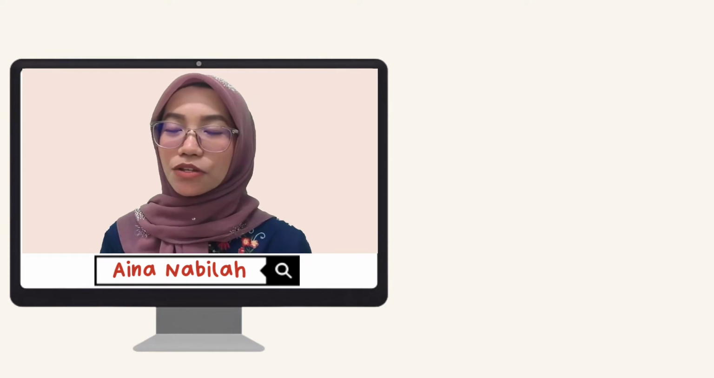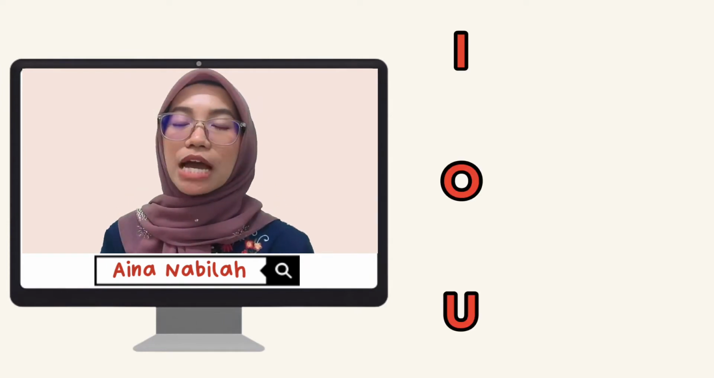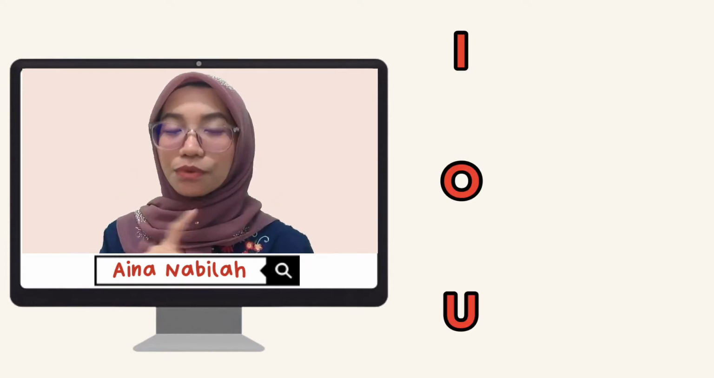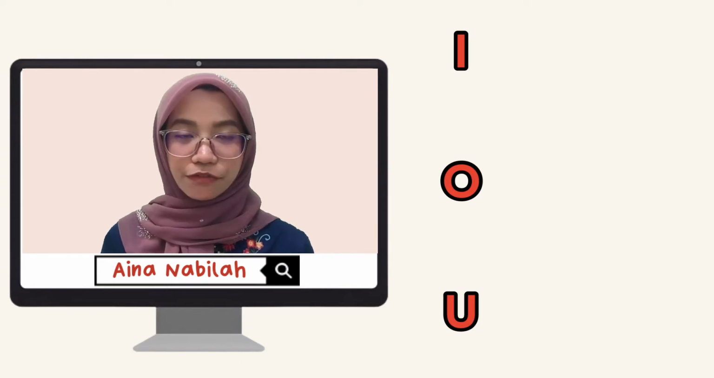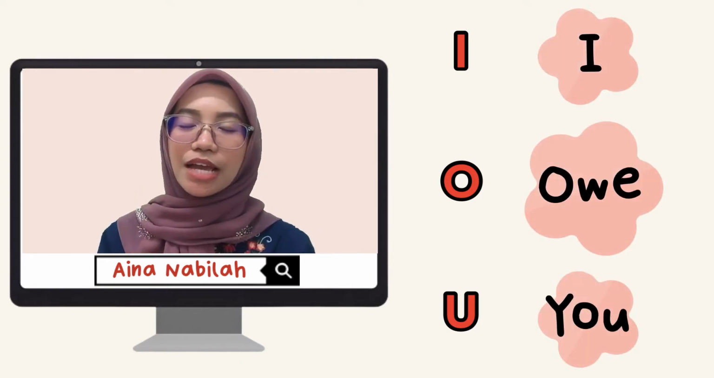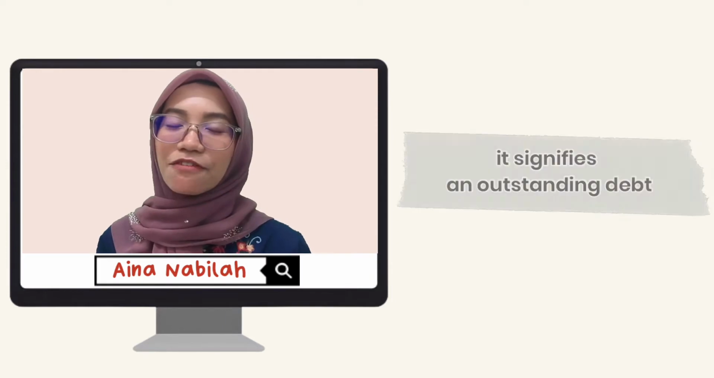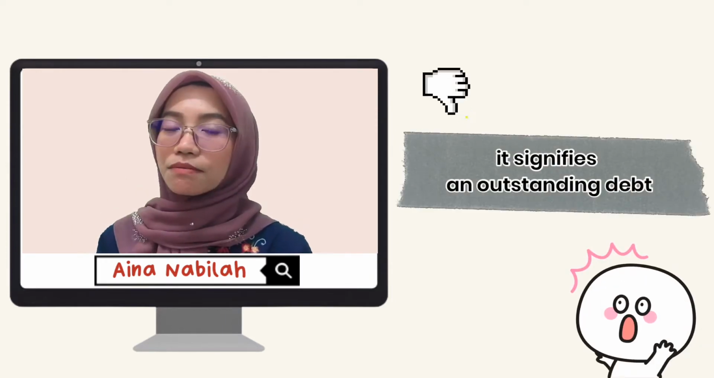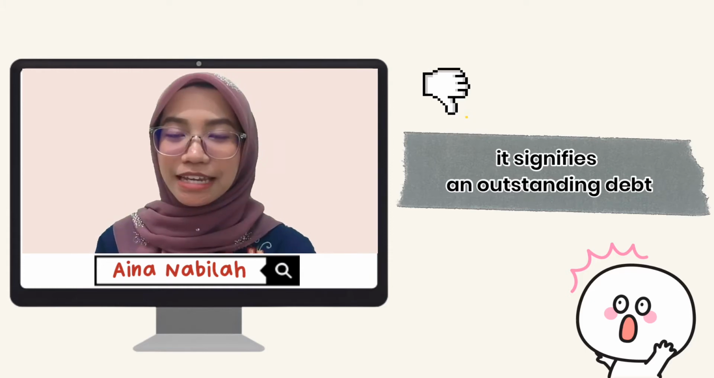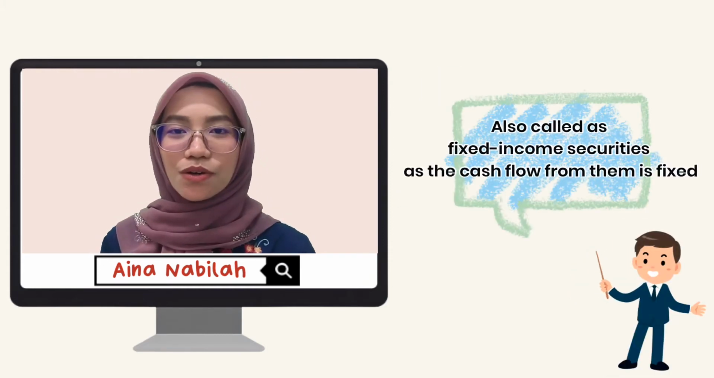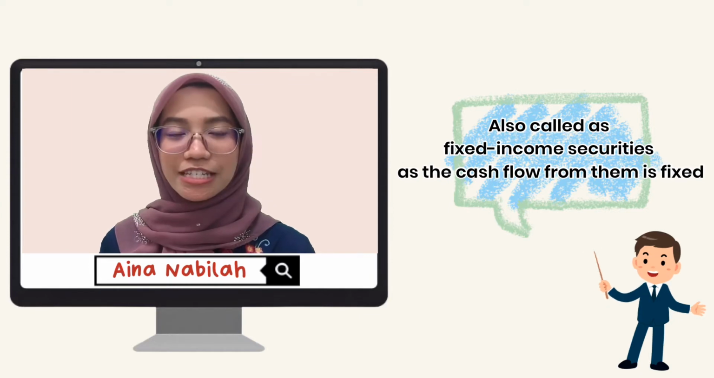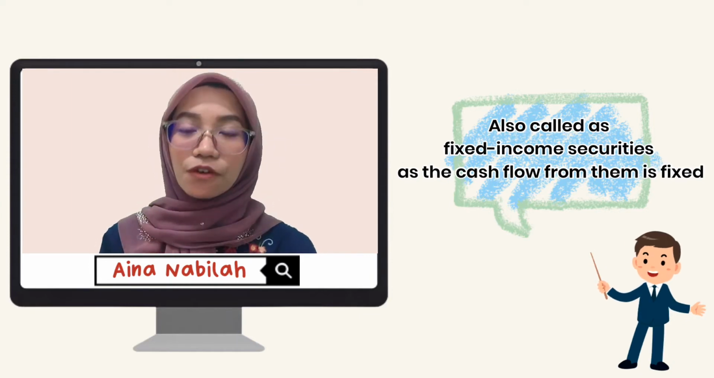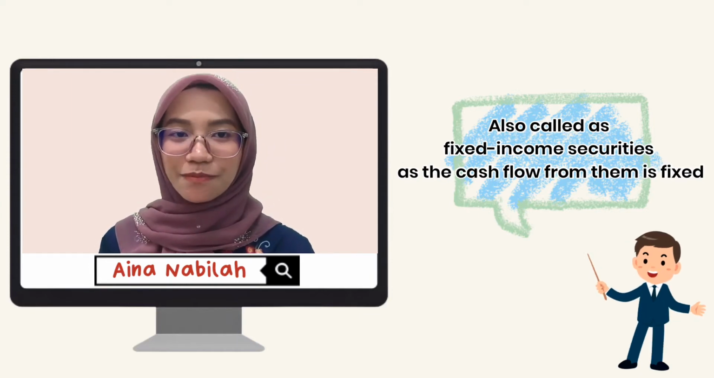So, basically bonds are just like an IOU. The term IOU is the phonetic spelling of the phrase "I owe you". In bookkeeping, it signifies an outstanding debt. In short, buying a bond means you are lending out your money. Bonds are also called fixed income securities because the cash flow from them is fixed.